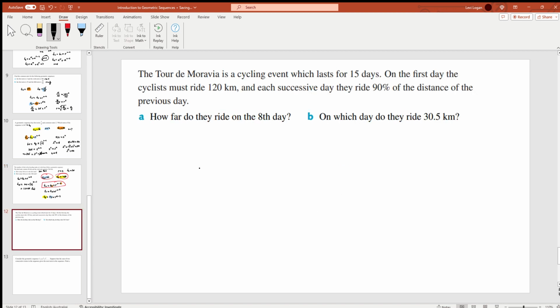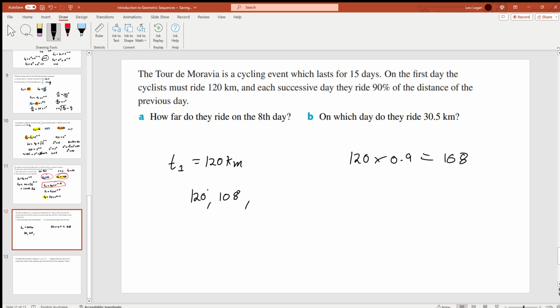So the Tour de Mova is a cycling event which lasts for 15 days. On the first day, the cyclist must ride 120 kilometers. So straight off the back, that's your first term. And in each successive day, they ride 90% of the distance of the previous day. So that means it's decreasing. For example, we can work out 90% of 120, 120 times 0.9. I actually don't know what that is. 108. So it's going from 120 to 108.